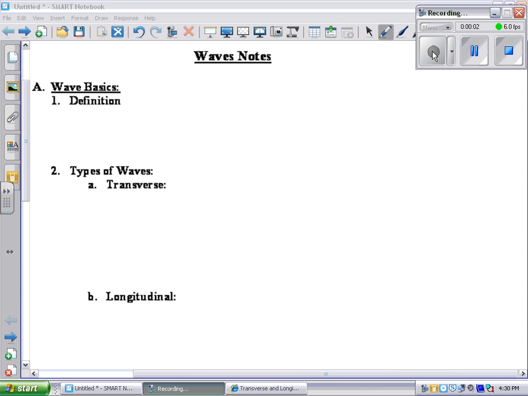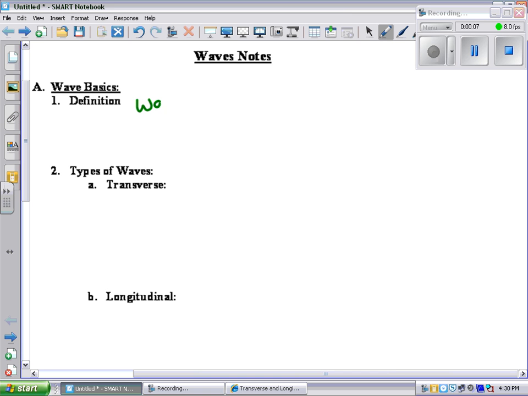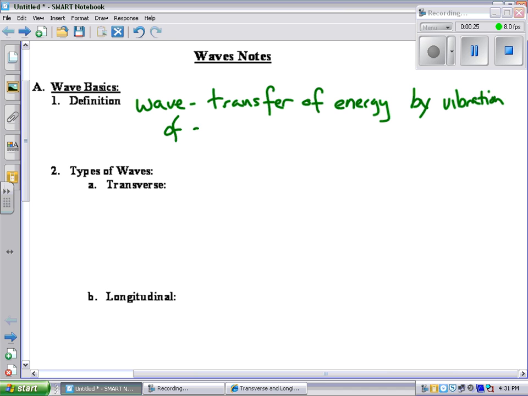Okay, we're going to start our waves unit. And to start off, we're just going to give a definition. A wave is a transfer of energy by vibration of a medium. A medium is just the material that the wave travels through.